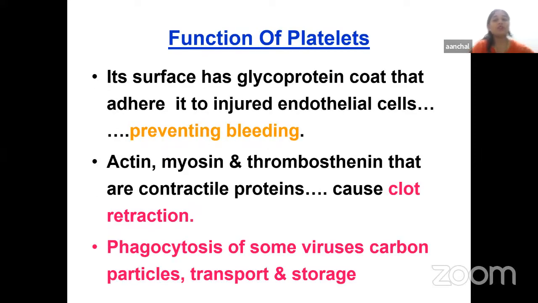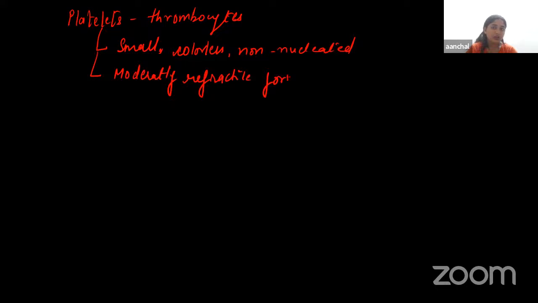Okay, now starting with today's topic, we have the function of platelets, but first we're going to learn about the morphology. When we discuss the morphology, as we know, platelets are also known as thrombocytes, right? They are small fragments, very, very small fragments, also colorless and non-nucleated. Please remember that they are always colorless and non-nucleated, and also they are moderately refractory formed elements of blood. Why they are known as moderately refractory formed elements of blood, that we're going to learn.